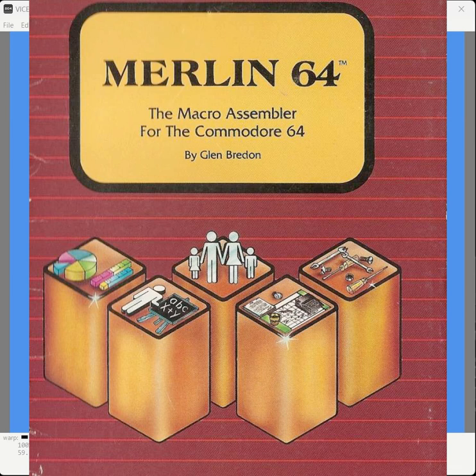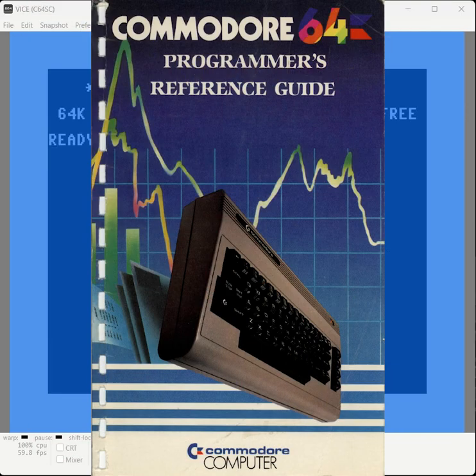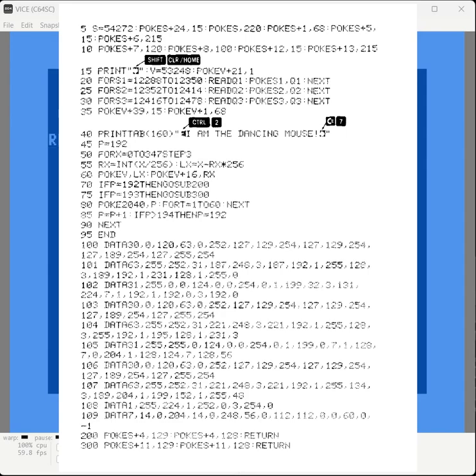I find the best way for me to learn new languages and developer tools is to give myself a project and use the new tool to try to accomplish it. The project I came up with is translating the BASIC program called the Dancing Mouse, which is found on page 165 or 166 in the Commodore 64 Programmer's Reference Guide. It has sprites, animation, and sound, all in a single printed page of BASIC code.